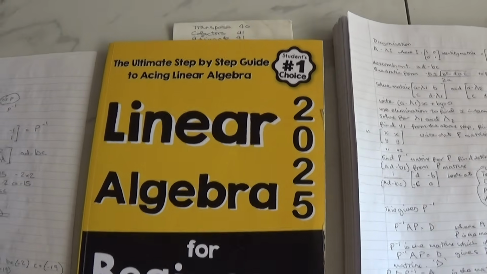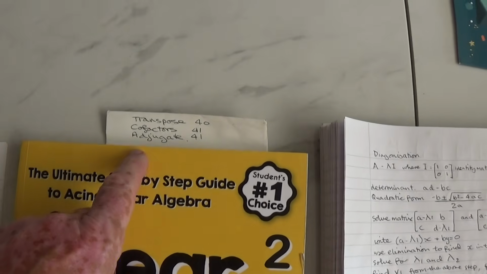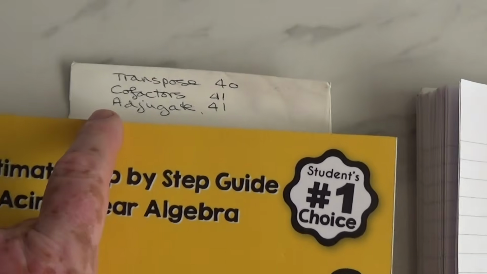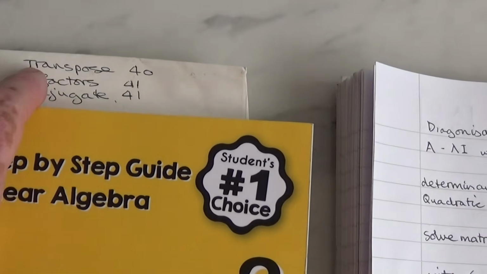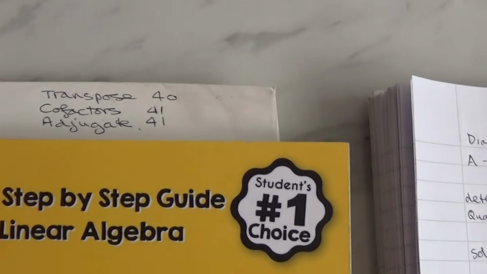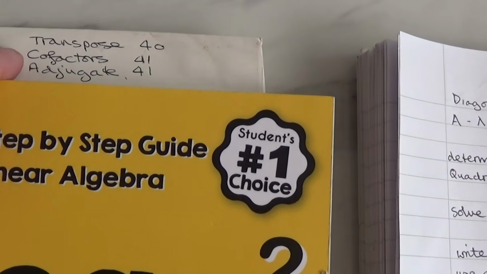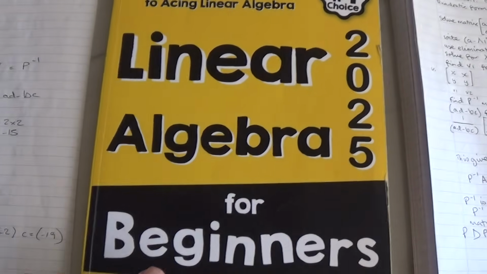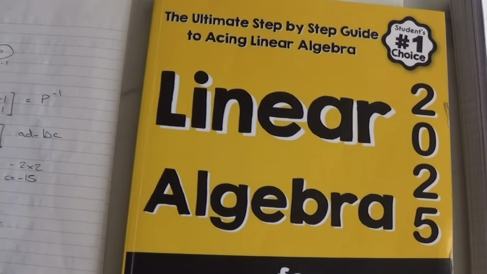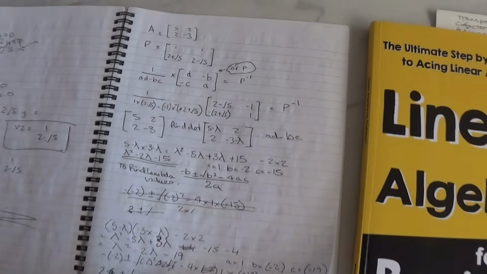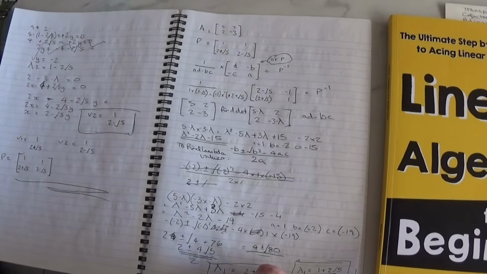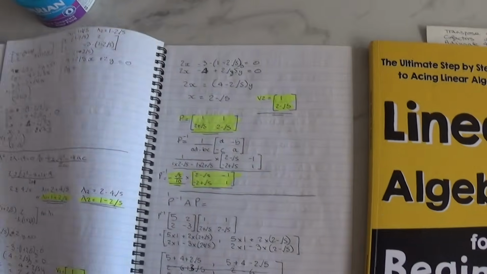Short video about a problem that I've been having difficulty solving. What I've done, I've listed 3 things that I need to look up in the book: transpose, cofactors and adjugate. This is in Reza's book, and I've been doing a lot of work on this one, and I'm not getting it right.